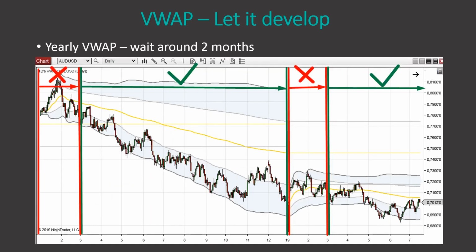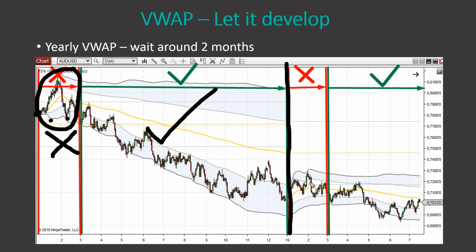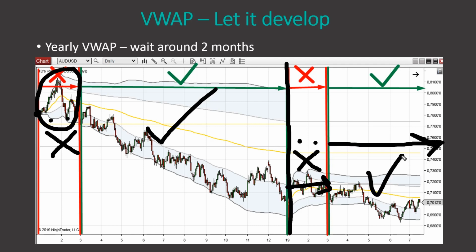The last one, the yearly VWAP, it starts to calculate in here, January. So January, February is best not to trade with the yearly VWAP. Let it collect enough data. Then as it starts to develop, you can start using it and you can trade with it until the end of the year in here, right? Then again, January, February, no VWAP, the rest of the year it's okay to trade with a VWAP.